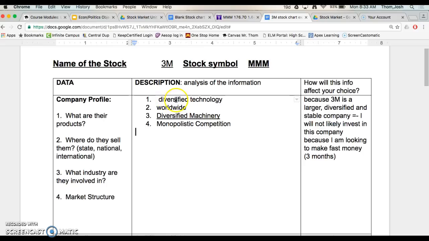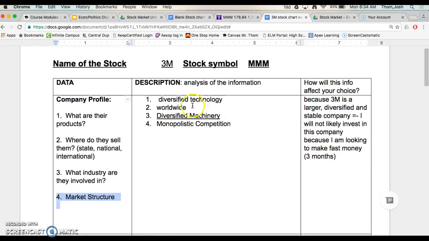You might be general and say something like diversified technology, like 3M. They sell them worldwide. I found that in the description. I read through it. Their industry, I showed you, is diversified machinery. And then number 4, the market structure that they exist in should be from your own knowledge. So you can put that in right there. Remember, there are 4 different types. There's monopolies, oligopolies, monopolistic competition, and perfect competition.